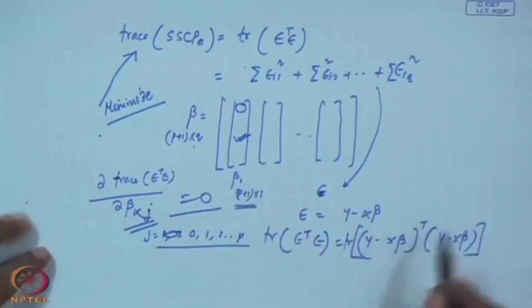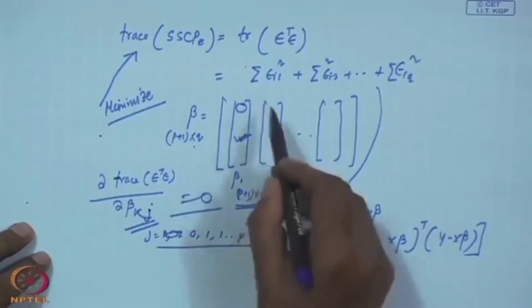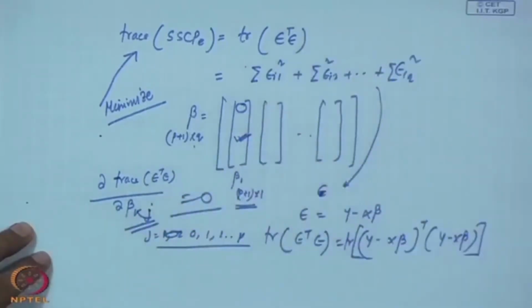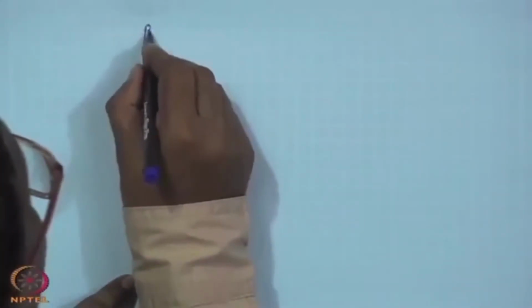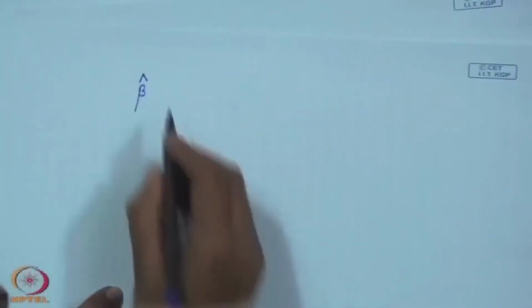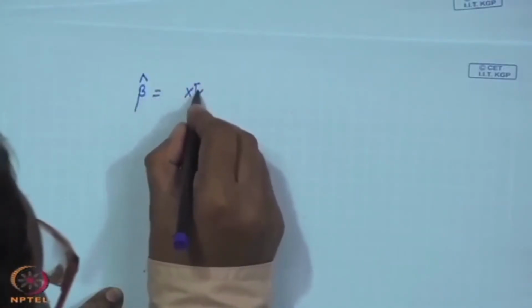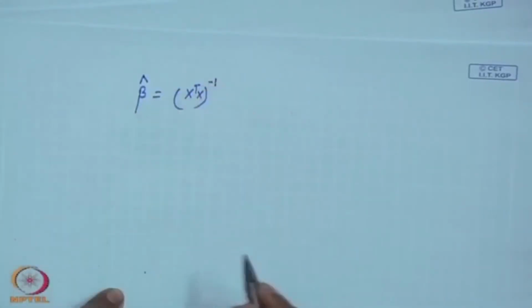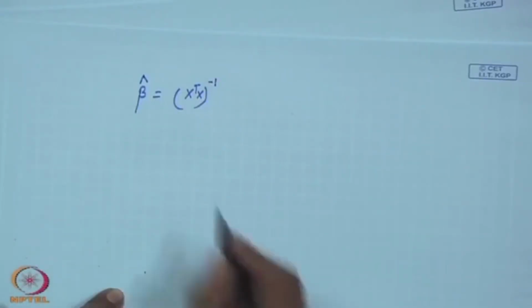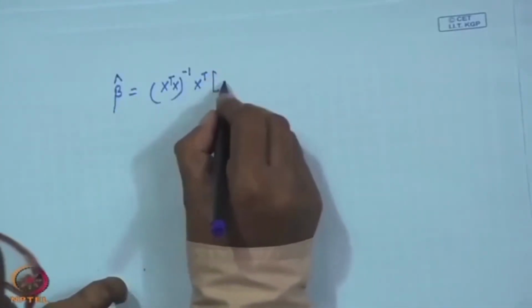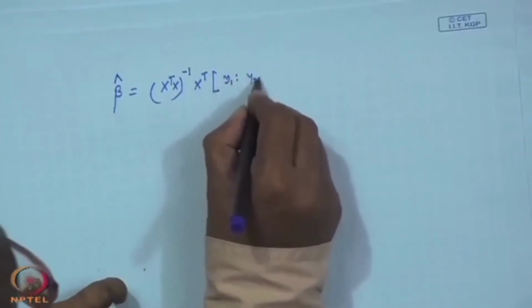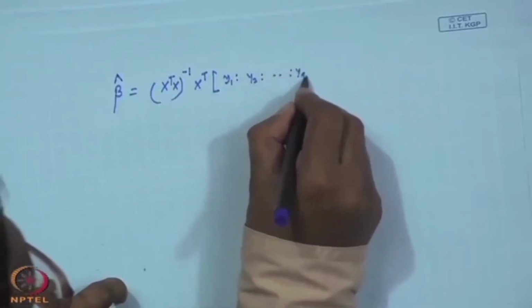So ultimately it will end into the individual y variables, and as a result when you do this type of manipulation, ultimately you will be getting beta cap, which is nothing but x transpose x inverse, x transpose, y1, y2, like this yq.